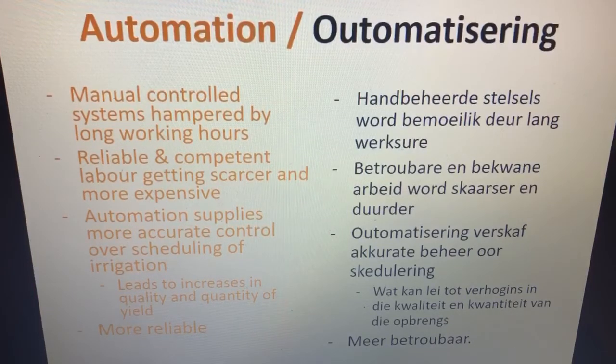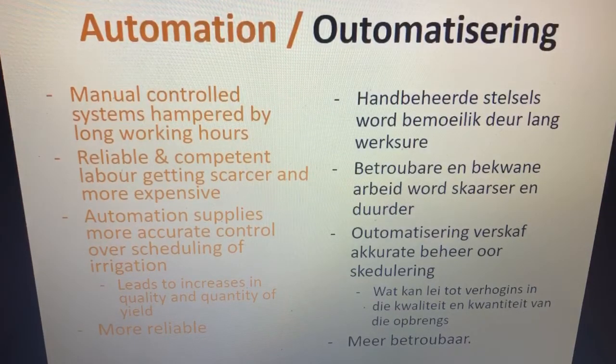So with automation, manually controlled systems are hampered by long working hours. On a farm, you usually work long hours, especially during harvesting season, and now you have to pay your workers because they have to work long hours. When you have a machine, you don't have to cover those overtime costs, and reliable and competent labor is getting scarcer and more expensive.